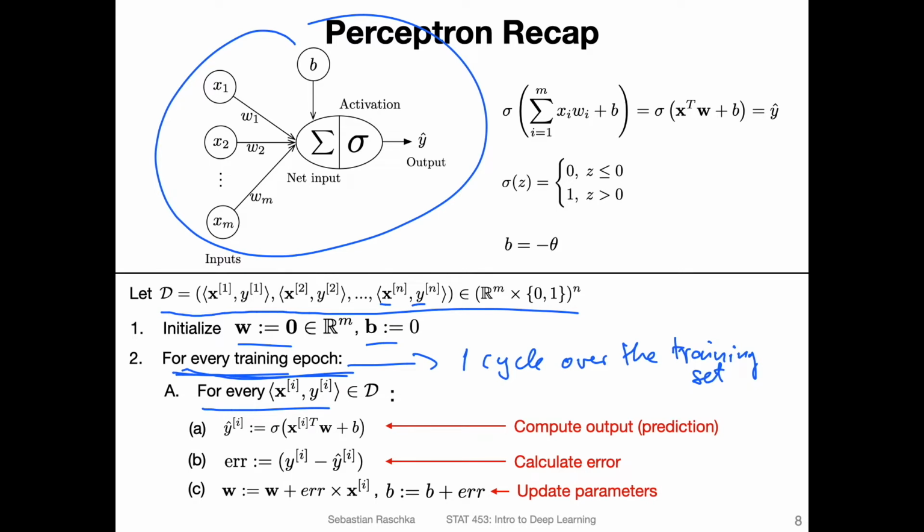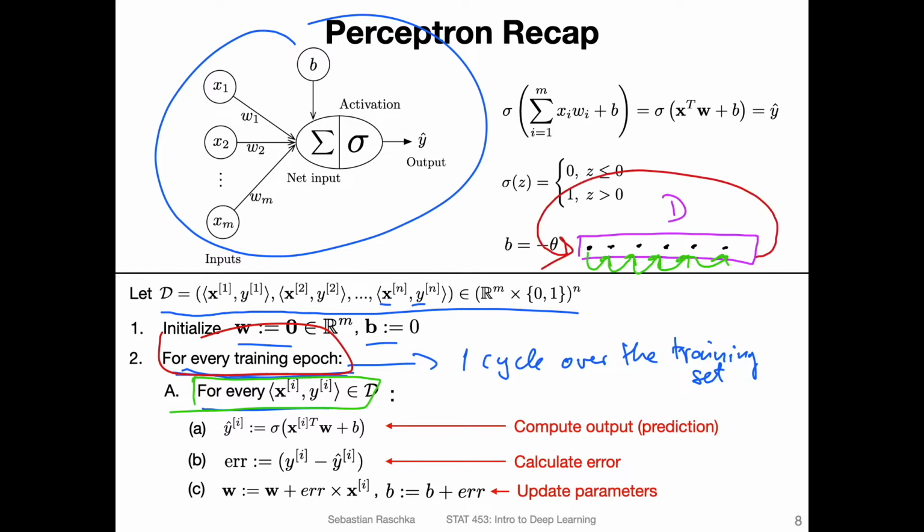Maybe just to draw this again. If this is in pink, if this is my dataset D, I have these different data points here. And this inner for loop here, let me use a different color, maybe green. What this for loop is really doing is just going from one training point to the next one, so one at a time. That's what's going on here. And the outer one, the training epoch one, once we completed going through the dataset, we start at the beginning again and go through the dataset again. So that's really what's going on here.